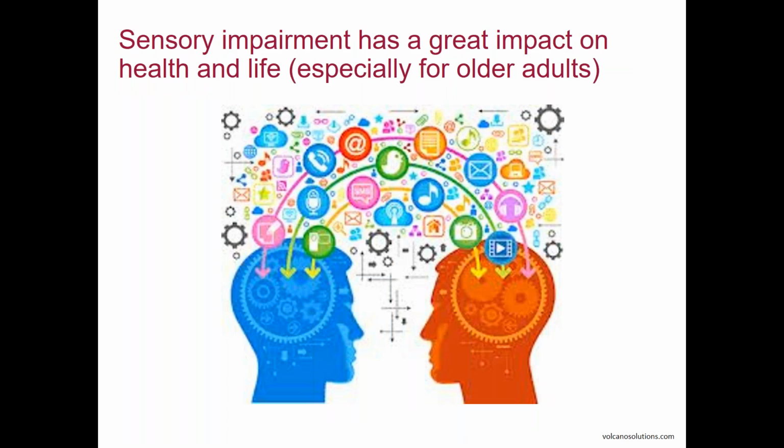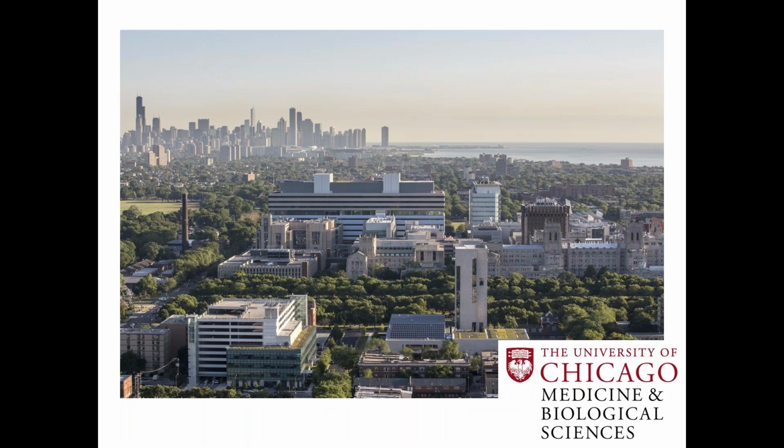So I hope that I've spent some of this time here convincing you that sensory impairment has a great impact on health and life, especially for older adults, particularly as it relates to mental health, nervous system disease, and others, but also more broadly, just how it affects how people interact with the world, how people interact with each other, and how we could mitigate some of these deficits to improve the lives of older adults.